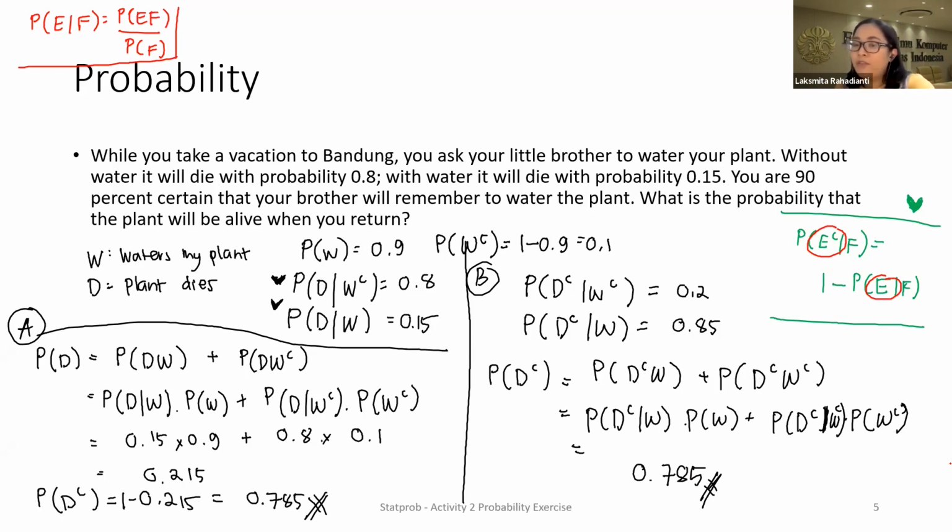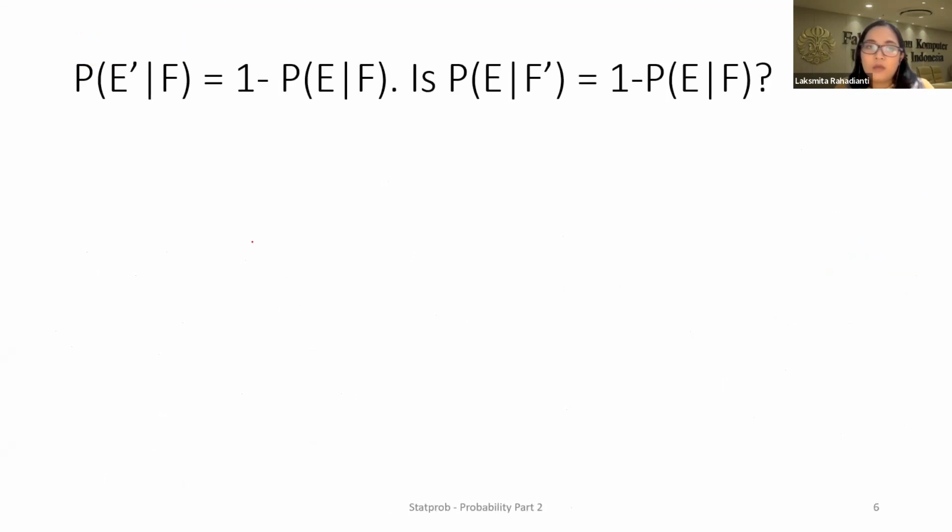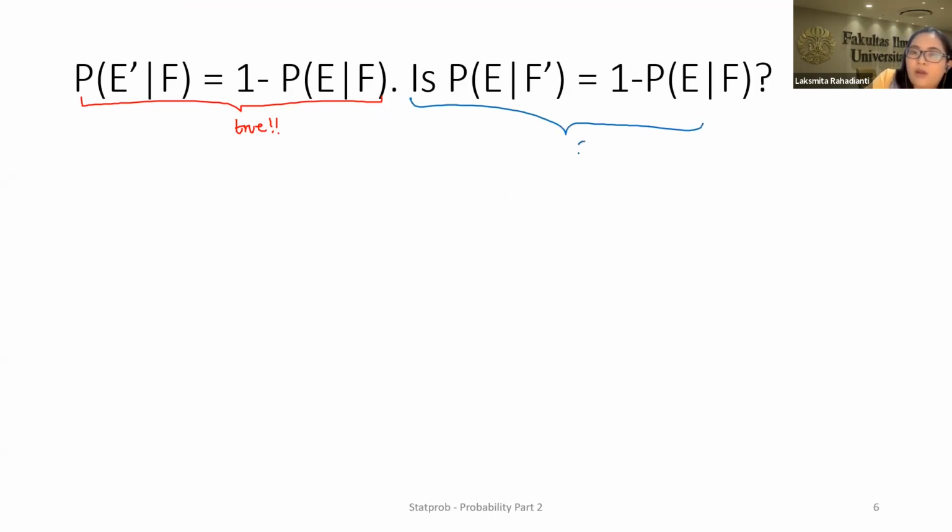The complement here is on the first term, E. So my question is, if we know that this first property is indeed true, as we proved in our previous example, what about this second one? I'm going to use a different color to distinguish them. Okay, what about that one?